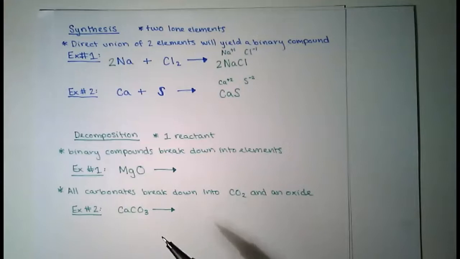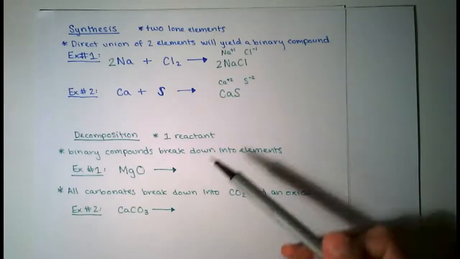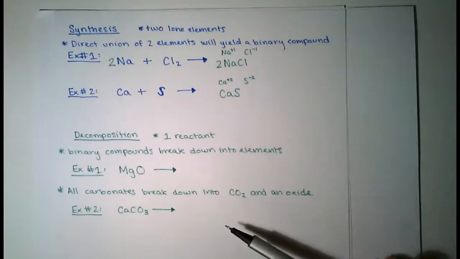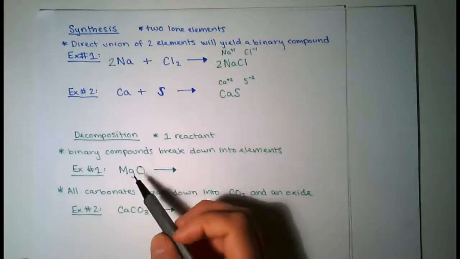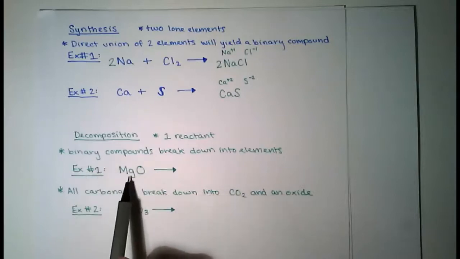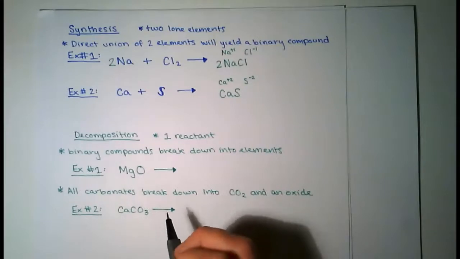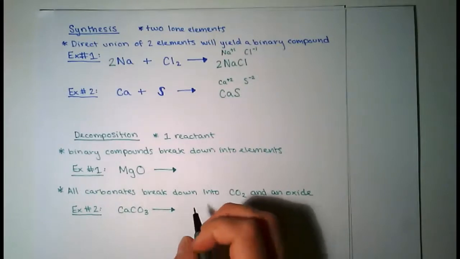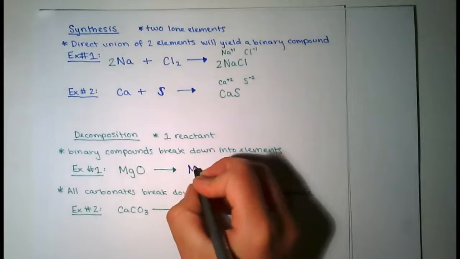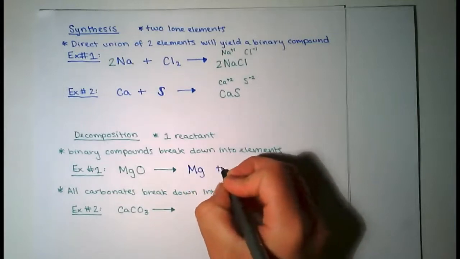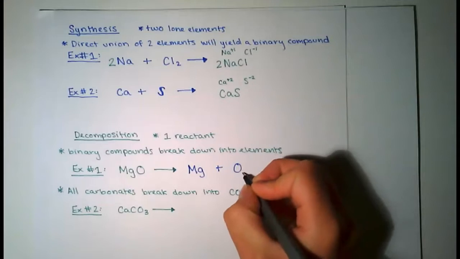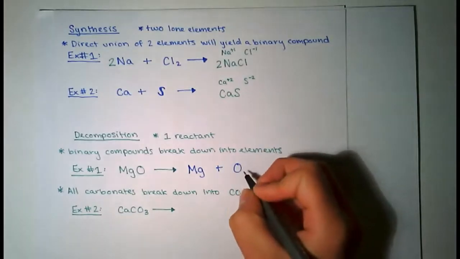But there are lots more types of synthesis and decomposition reactions, but in order to predict the products of them, you really just have to memorize what the products are. So these are the only types that I expect you to know this year. So let's look at these examples. So this first one, magnesium oxide, that is just a binary ionic compound. So it is just going to break down into its component elements. So it's going to break down into magnesium and oxygen. But oxygen can't ever really be by itself. It is diatomic.